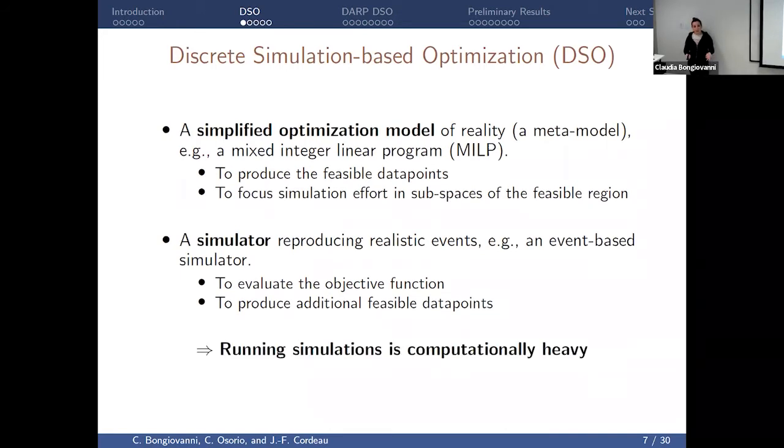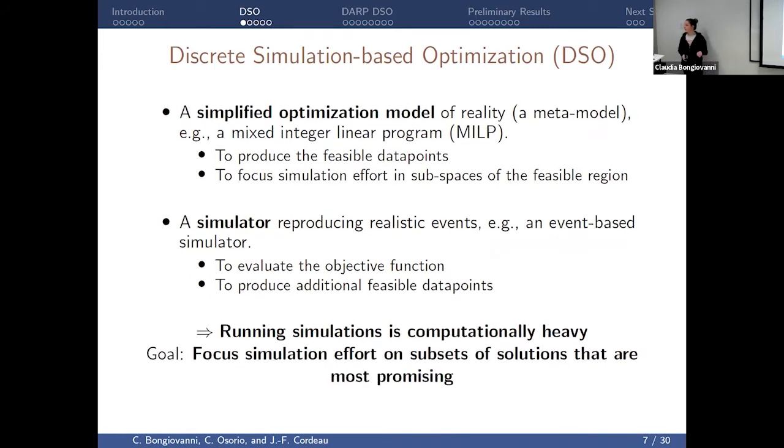The issue is that running simulations is typically very expensive, because we need tens of thousands of simulations to carefully estimate the objective function of the solutions given by the MILP. And so our goal here is to be able to focus simulation effort on subsets of solutions which are deemed most promising.